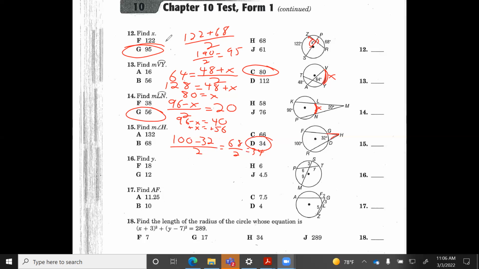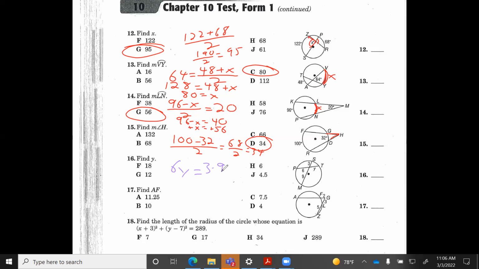On 16, now you have 2 lines intersecting inside a circle. And we're talking about the lengths of these pieces this time. How do those lengths compare to each other? What do you have to do? I have 3, I have 9, I have 6, I have a y. What do I do with those? He said set them equal. Set them equal. All right. Set what equal? 6 and y and then 3 and 9.